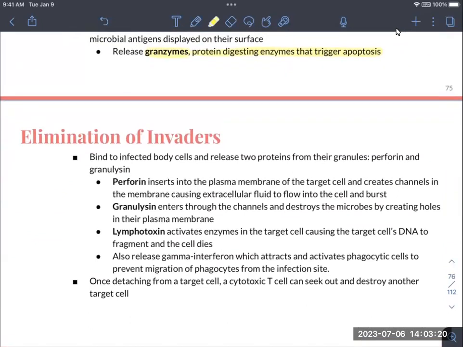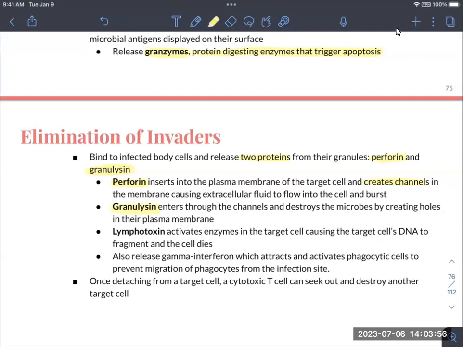They can also bind to these cells and release proteins, perforin and granulosin. Perforin creates channels that cause fluid to come into that cell and burst. Granulosin is going to go through these channels. They're going to destroy the microbe by making holes in the microbe's plasma membrane.